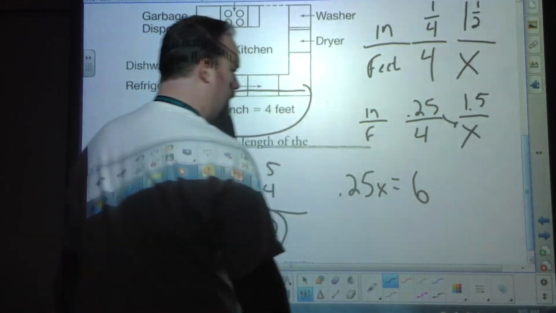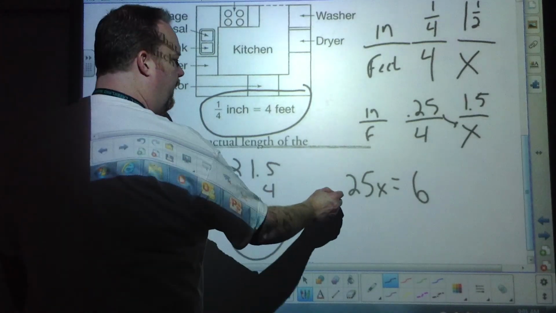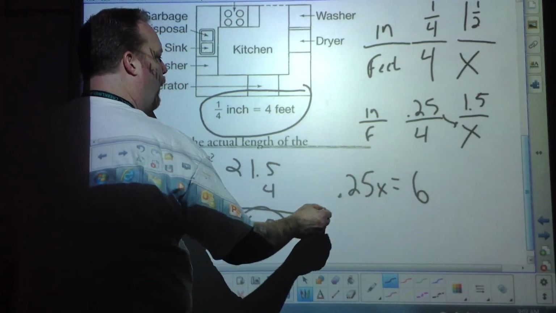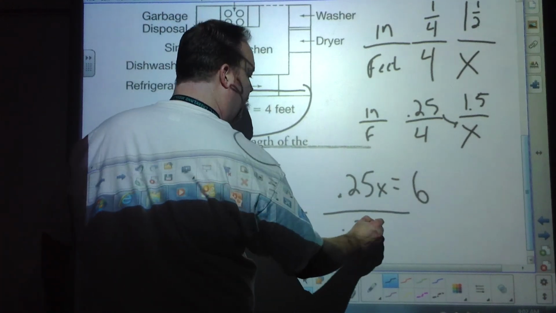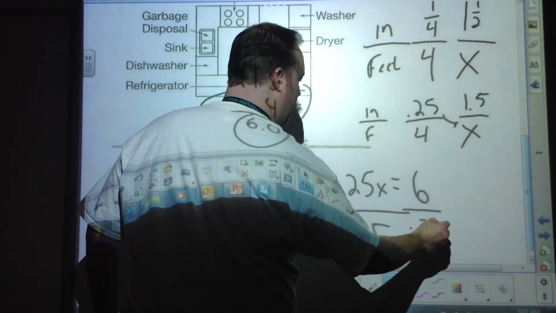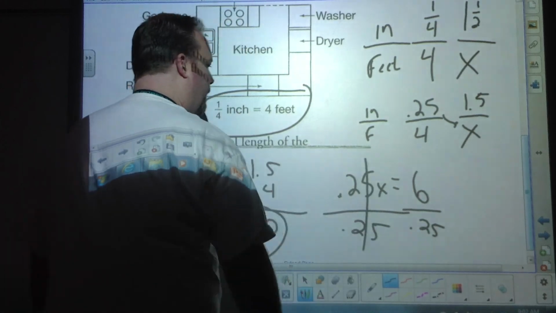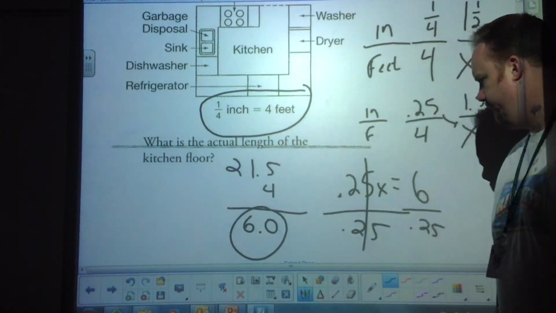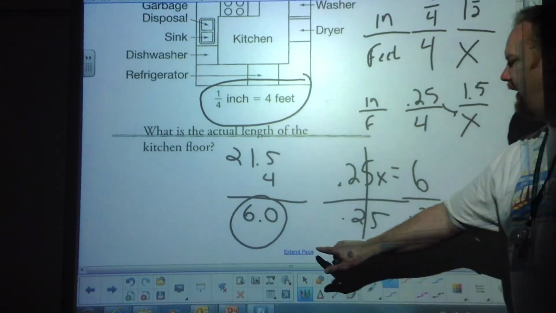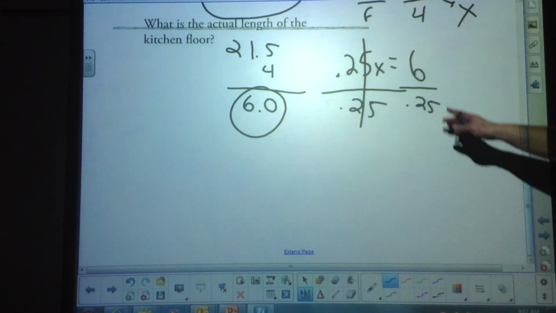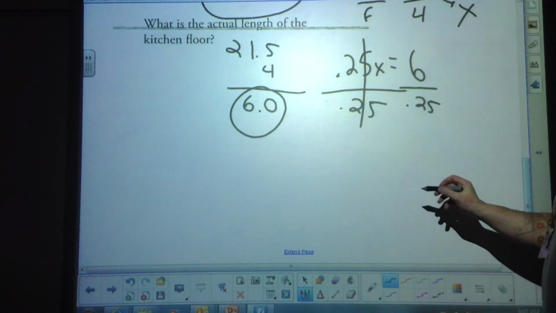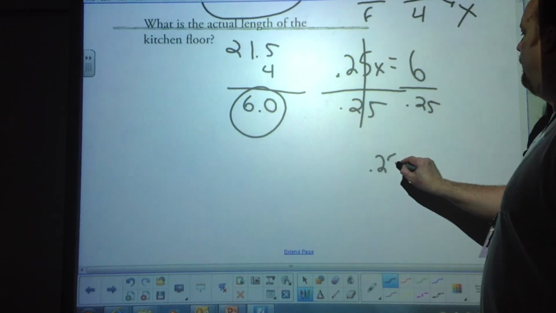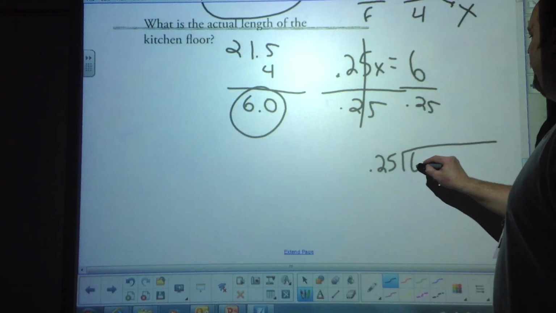0.25x equals 6. Well, just because we're dealing with a decimal here doesn't mean we do anything any different. Our x is being multiplied by 0.25. We're going to divide by 0.25. This eliminates it. Now we've got the x by itself. Now all we've got to do is divide that 6 by 0.25. Now, if you want to look at this the easy way, you can say, look, how many quarters are in $6? Or if you want to just divide it out, which would probably be the safest bet.